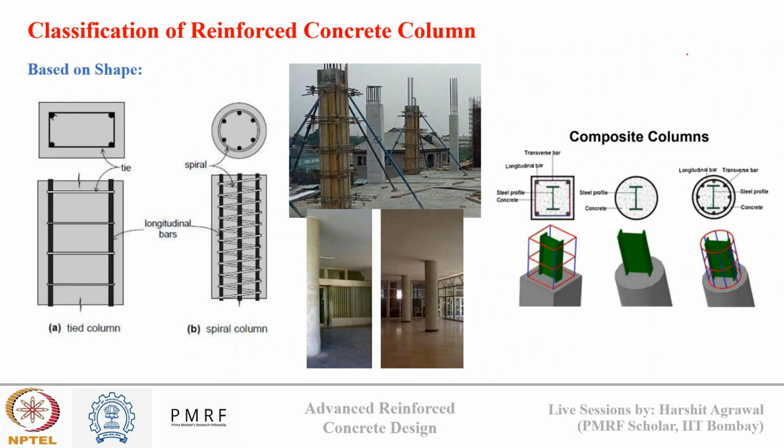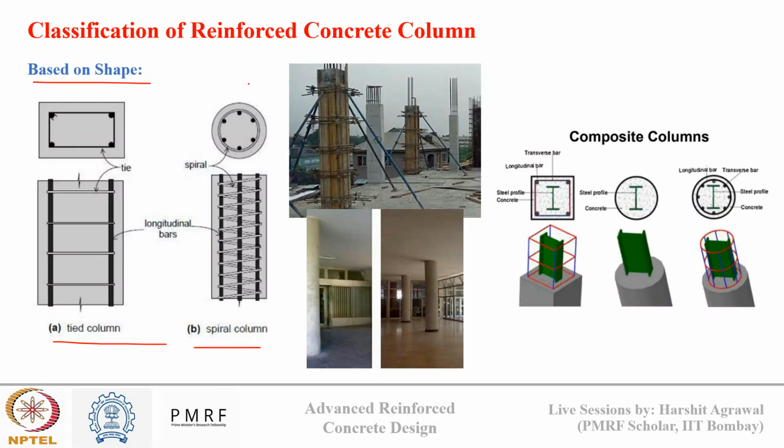Now, columns can be classified into different types based on their shape, dimension, and loading condition. Based on shape, there are three types of columns. We have tied columns, we have spiral columns, and we have composite columns. A tied column is a rectangular column where we provide lateral ties in a rectangular shape, which hold the longitudinal reinforcement.